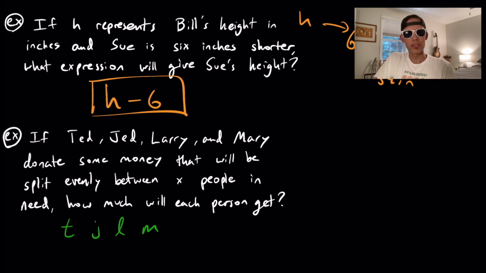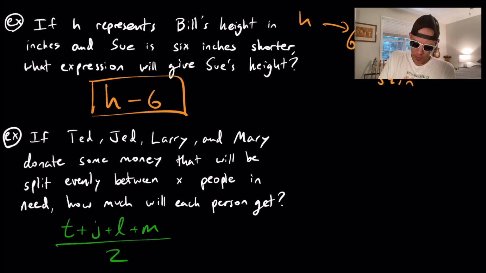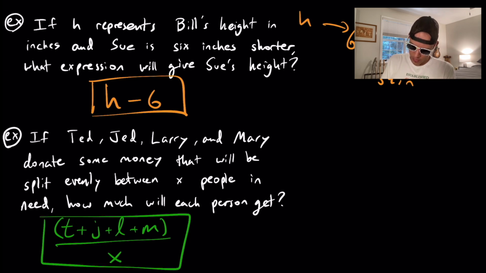And they're putting this all together into some pool of money that's going to be split. So we'll add that up. So that's all the money that they donated. And if they decide to split it between 2 people in need, well, we're going to take this and then divide it by 2. If they decide to split it up between 10 people in need, well, we're going to divide that total up that they donated by 10. So whatever the number of people in need that they're going to get to split up this money is, well, we're just going to take the sum of all the donations and divide it by the number of people. And there we go. That's it.